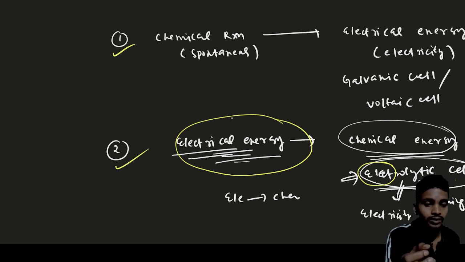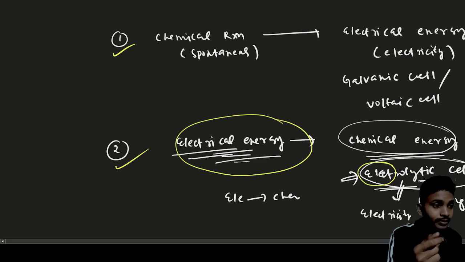Okay, so we will discuss. First we will discuss electrical energy. If we have the electrical energy and we are doing the chemical reactions, then how the electrolytic cell is used and what the functions of electrolytic cells are, that we will discuss.